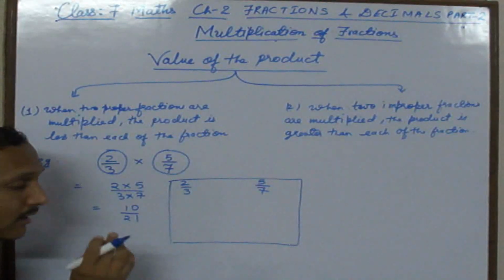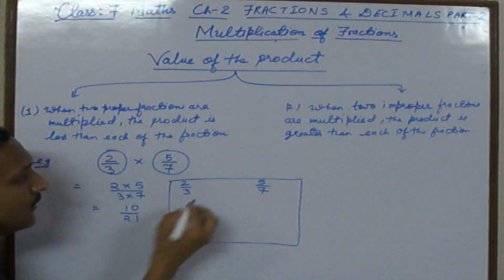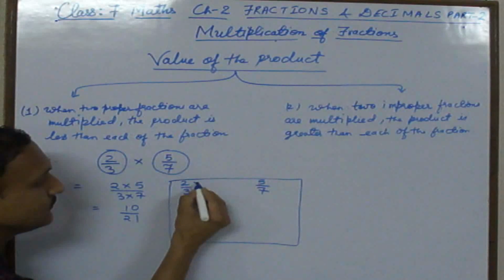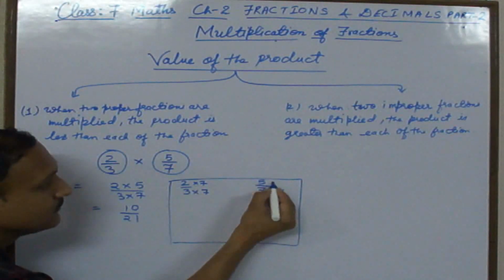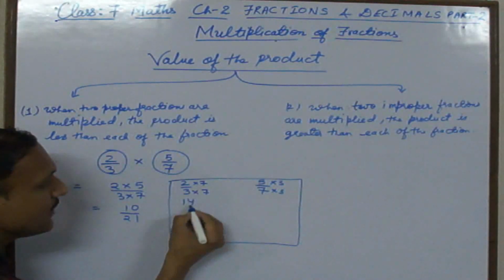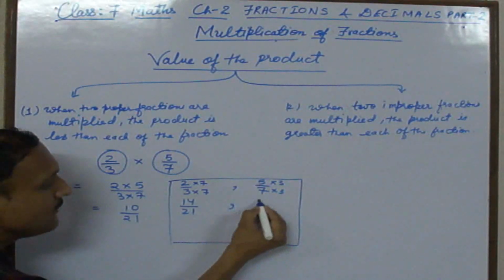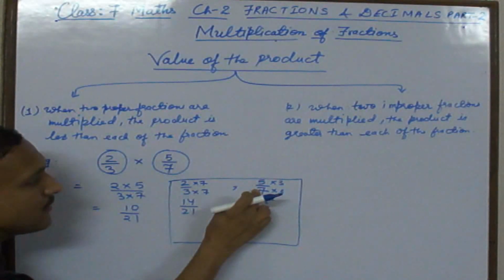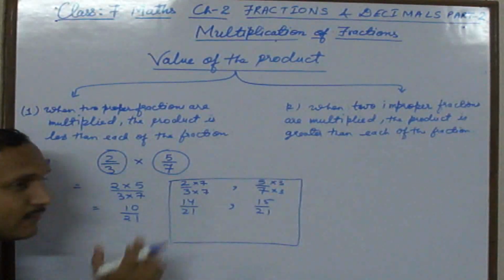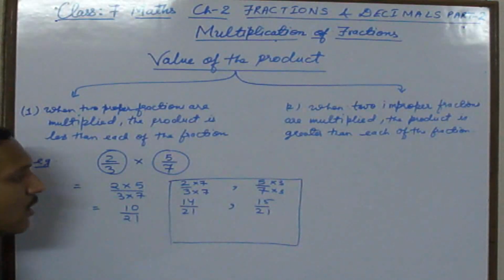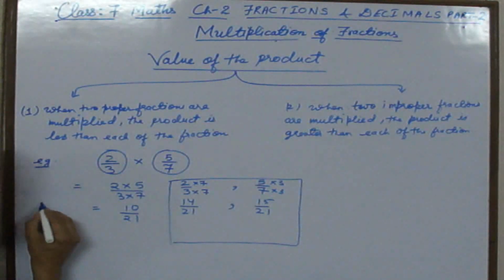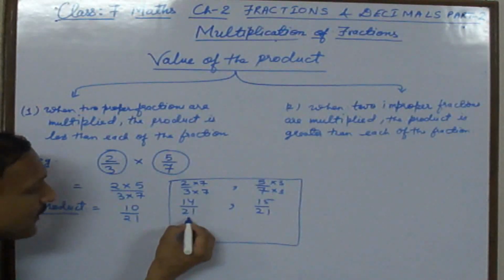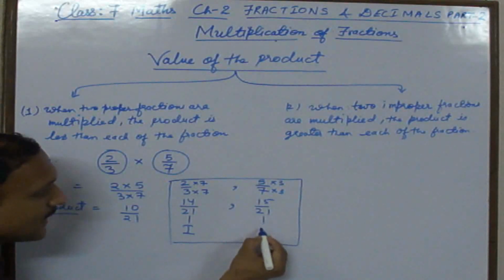So let's make them equivalent. What is the LCM of 3 and 7? 21. So let's multiply 3 with 7 and 7 with 3. So 14 by 21 and 15 by 21. Now 2 by 3 and 5 by 7 are converted to equivalent fractions, both having denominator 21. Now we can compare easily. This is our product, 10 by 21. Now see the first one, this is the first fraction. This is the second fraction.